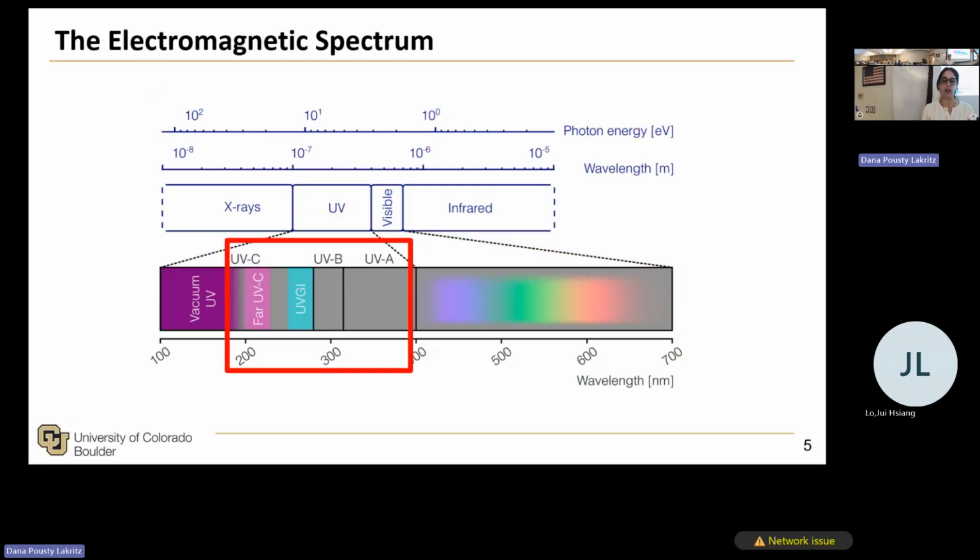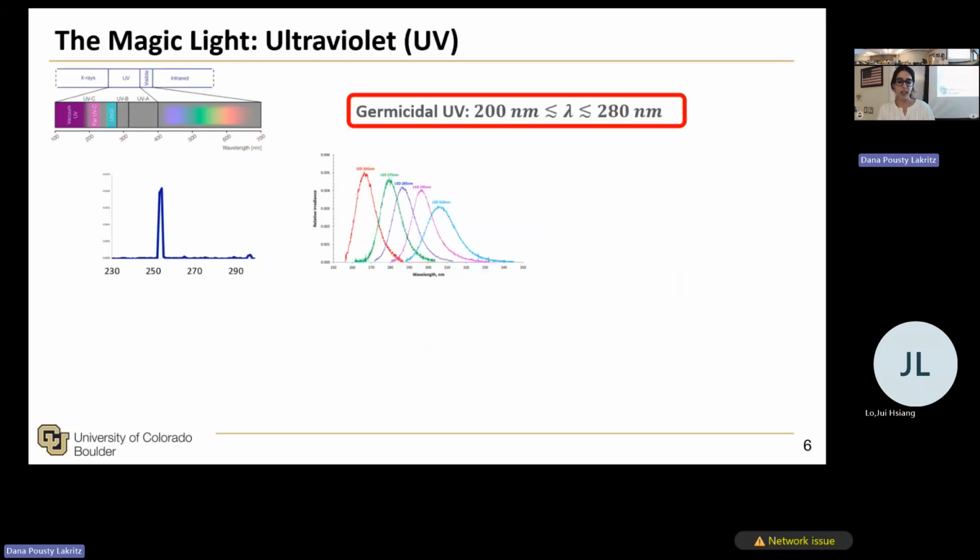UV light we cannot see, and it's divided into 3 different ranges: UVC, UVB, and UVA. UVC is between 200 nanometers and 280 nanometers, then UVB from 280 to 315, and from 315 to 400 for UVA. Each range has its own characteristics, and we will talk about it more.